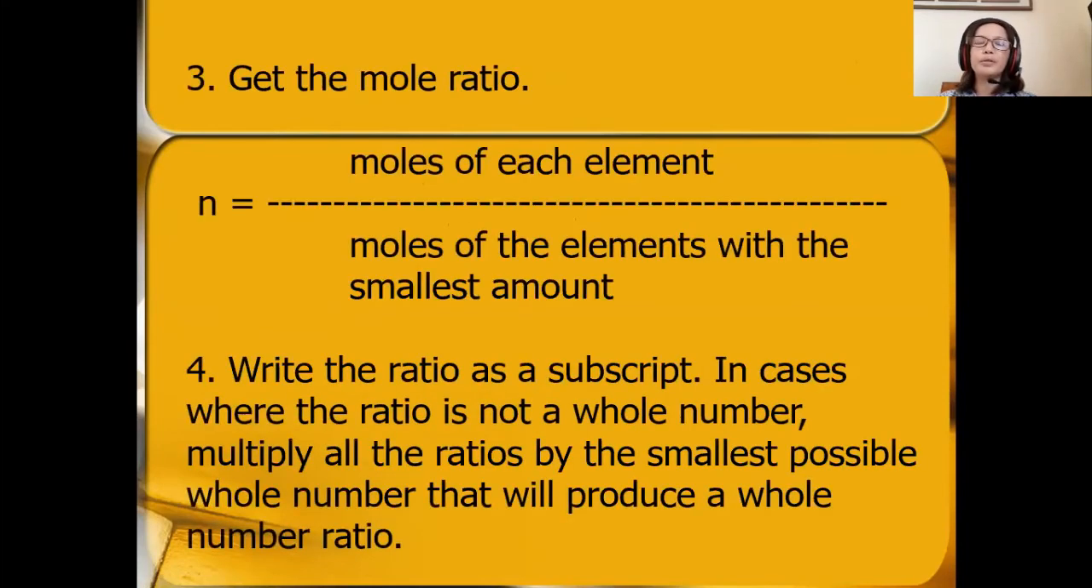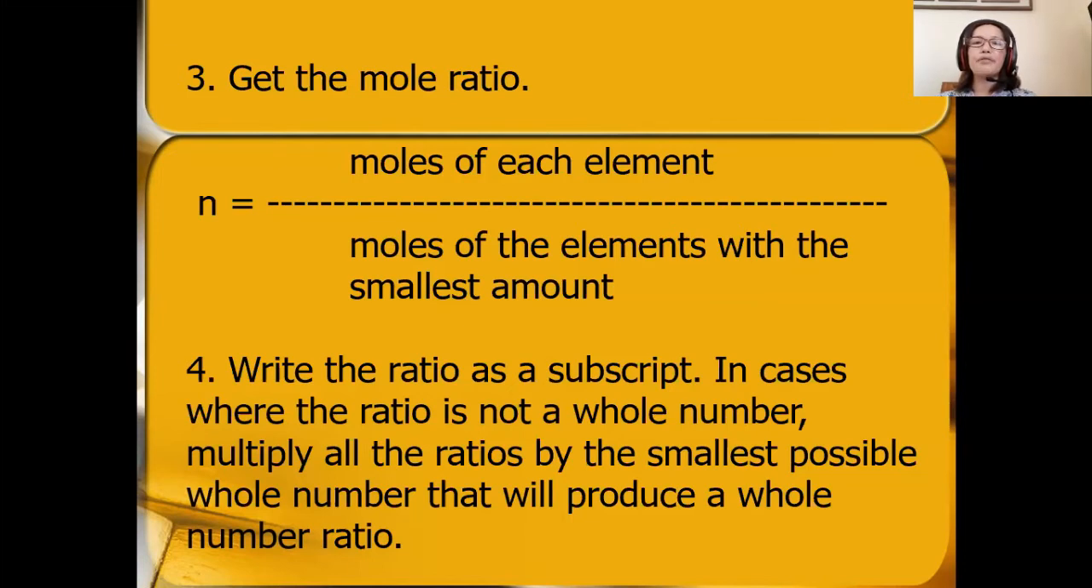Okay, we'll move on to step 3, get the mole ratio. The mole ratio is taken by simply applying this: after computing the moles of each element, you divide each by the moles of the element with the smallest amount. And the last step, that mole ratio will be used as subscripts. But in case the ratio is not a whole number, multiply all the ratios by the smallest possible whole number that will produce a whole number ratio.